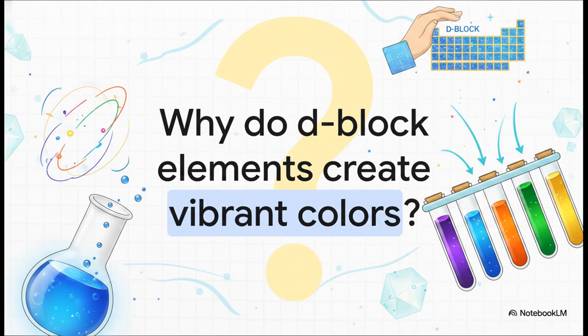Secondly, I want you to think back to that beautiful blue copper sulfate. We know D-block elements form colored compounds, but what are the actual mechanics behind that? Why do D-block elements create such vibrant colors, and why are they capable of having multiple oxidation states? What exactly is happening with those electrons to produce those real-world results?